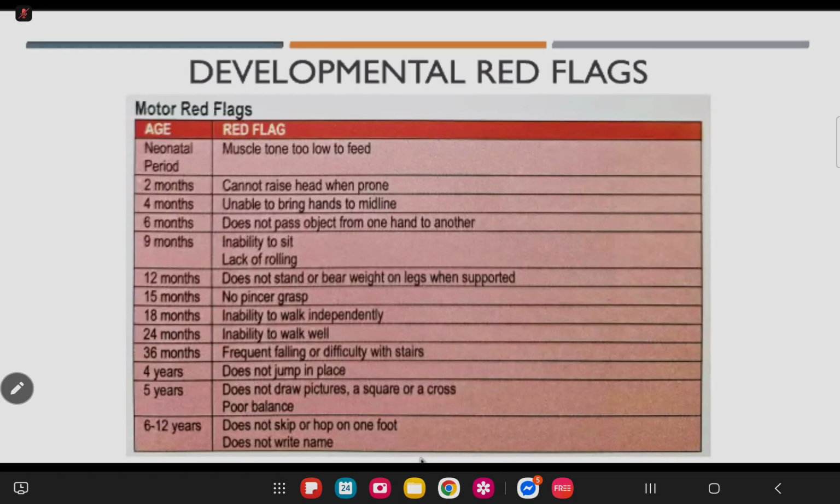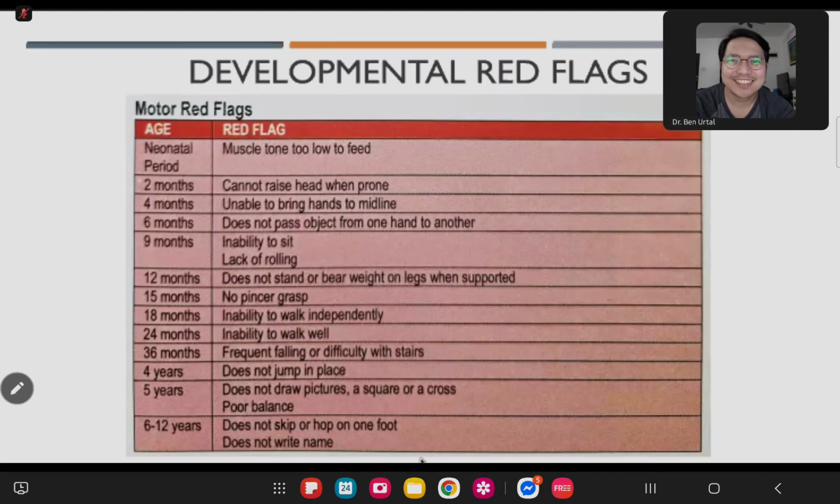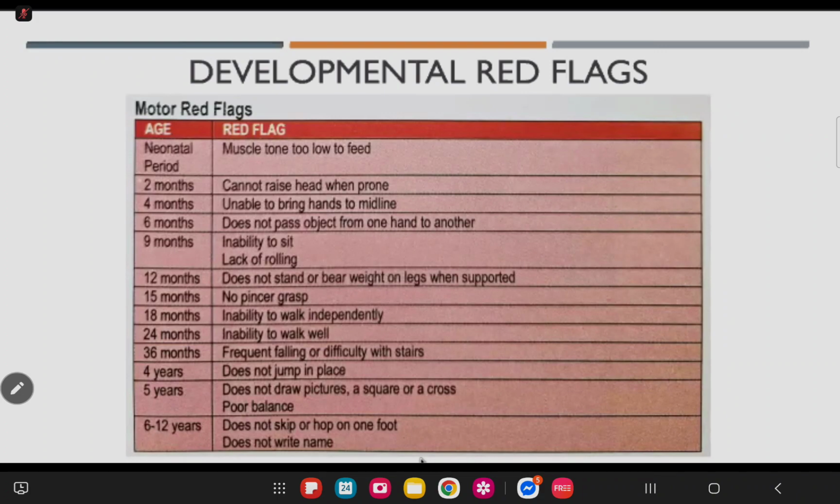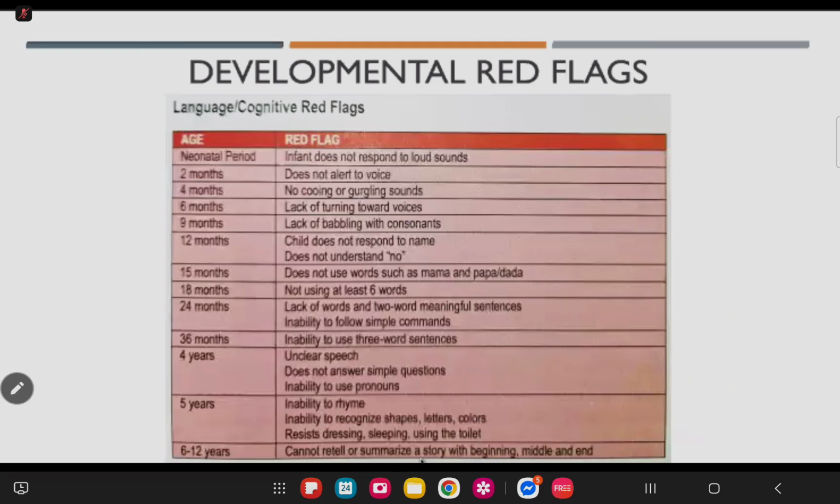Remember what the toddler does at 24 months or 2 years? Di ba? They already run at this age. So if you can't walk well at 2 years old or 24 months, it's already a red flag, obviously. 36 months, frequent falling or difficulty with stairs. 4 years, does not jump in place. 5 years, does not draw pictures, square or cross, and has poor balance.